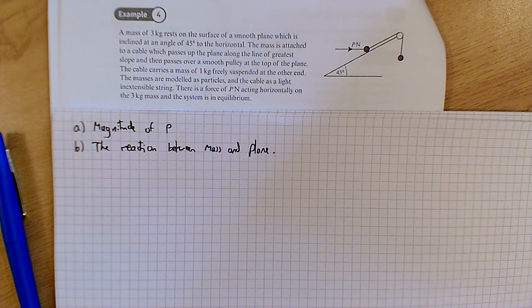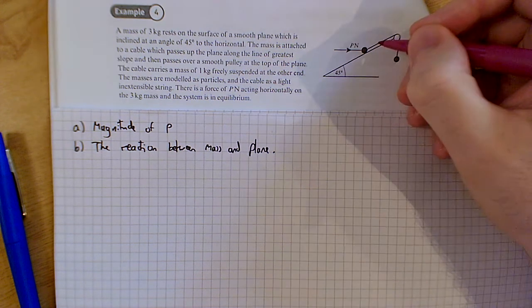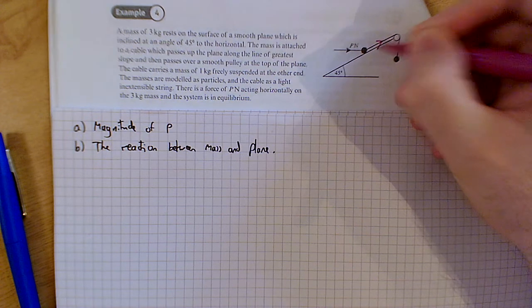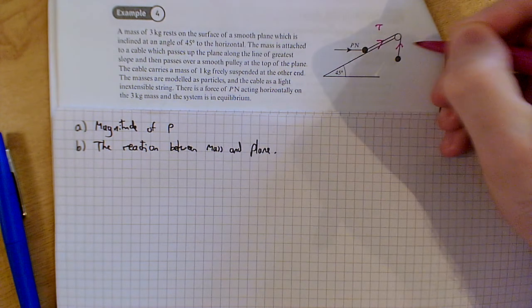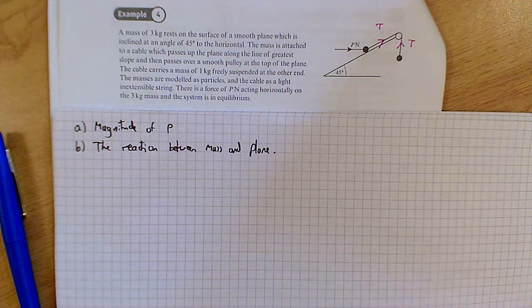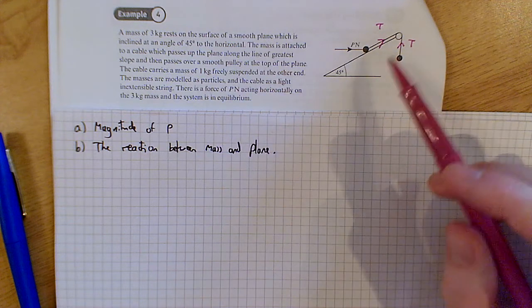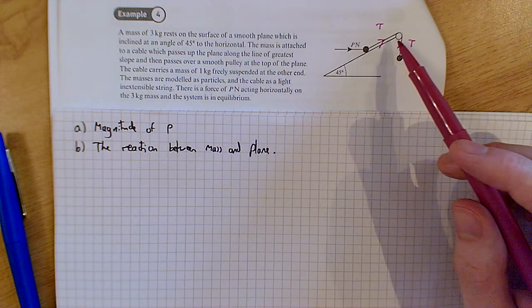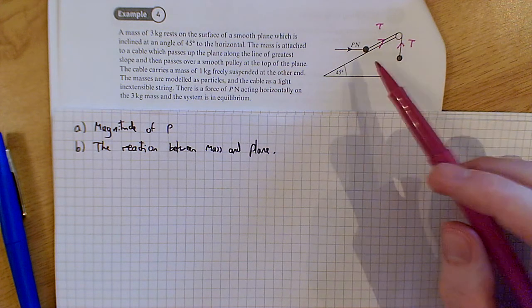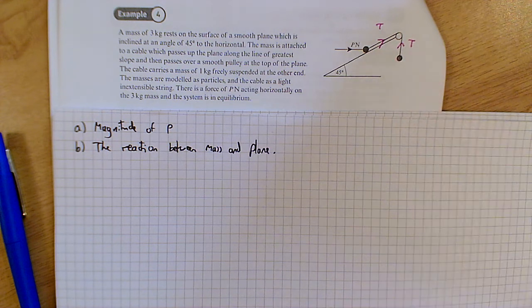So, I start by making sure we've got a good force diagram. So we know the tension of the string. It's going to be pulling this one up here, and it's going to be pulling this one up here. The two tensions are the same. That's because it's a smooth pulley. If the pulley wasn't smooth, then there'd be some friction in the pulley, and that would cause the tension on one side to be different. But because it's a smooth pulley, the tension is the same.